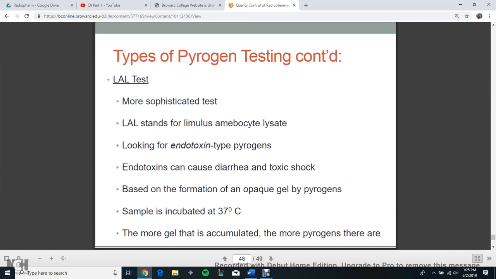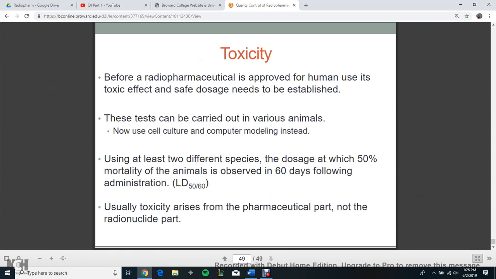There's the LAL test, a more sophisticated test. LAL stands for limulus amebocyte lysate, looking for endotoxin-type pyrogens. Endotoxins can cause diarrhea and toxic shock. The test is based on the formation of an opaque gel by pyrogens. The sample is incubated at 37 degrees Celsius. The more gel that is accumulated, the more pyrogens there are.